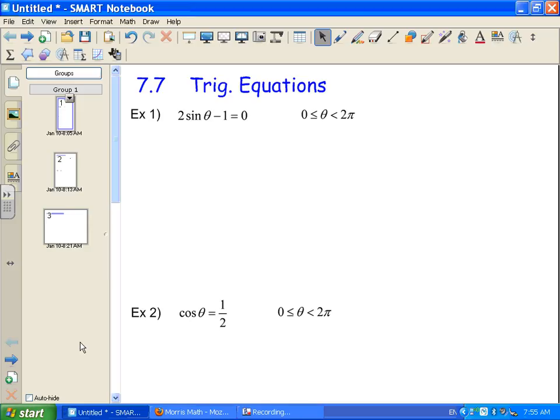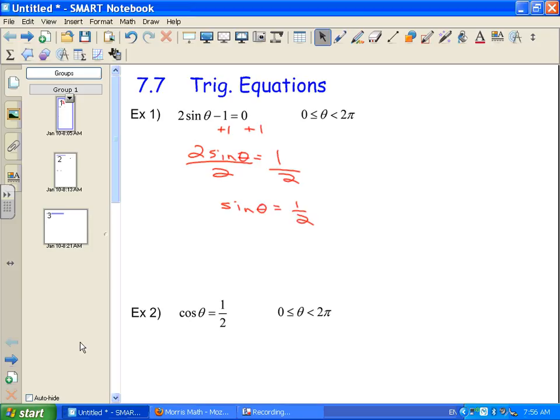All right, so what are the things that are keeping theta from being by itself right now? The 2 and the 1, and technically the sine, but we're going to let that one slide for now. What should I get rid of first here? The 1. Okay, and then what? Divide by 2. Okay, so I get sine equals 1/2.